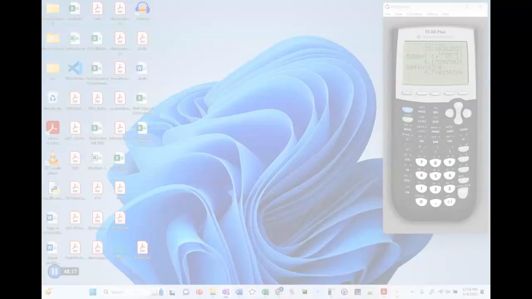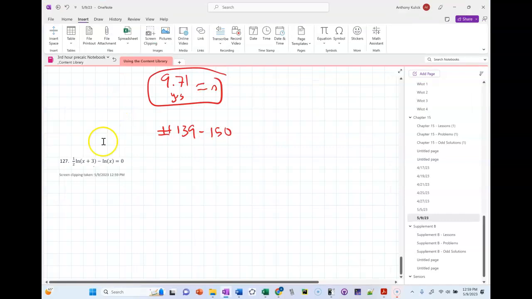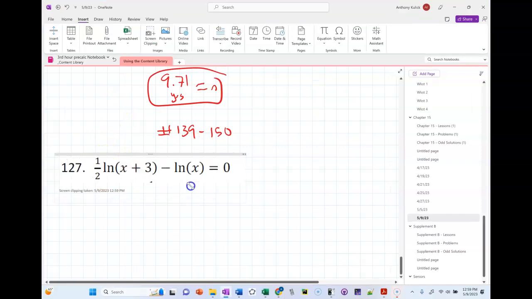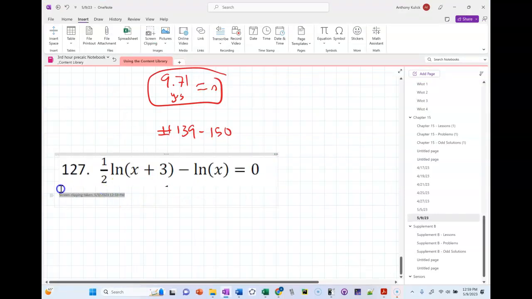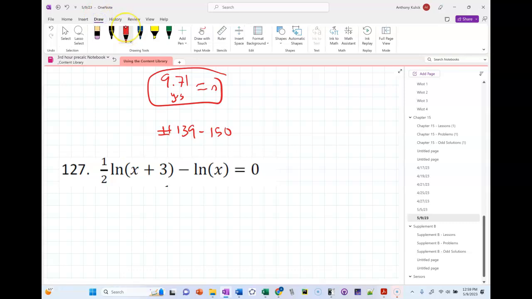All right, let's see here. It's this one. All right. So here we're solving a logarithmic equation. To do this, the first thing I'm going to do is condense it down into a single log.